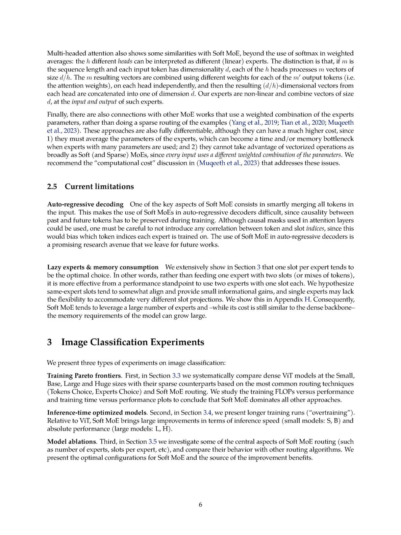Our approach also shares some similarities with multi-headed attention, beyond the use of softmax in weighted averages. The H different heads in multi-headed attention can be seen as different, linear, experts. However, there is a key difference. If M is the length of the sequence and each input token has a dimensionality of D, each of the H heads processes M vectors of size D divided by H. The resulting M vectors are then combined using different weights for each of the M' output tokens, i.e., the attention weights, on each head independently. The resulting vectors, each of dimension D divided by H, from each head are then joined together to form a vector of dimension D. In contrast, our experts are nonlinear and combine vectors of size D, both at the input and output stages.